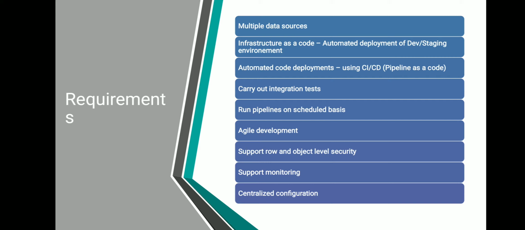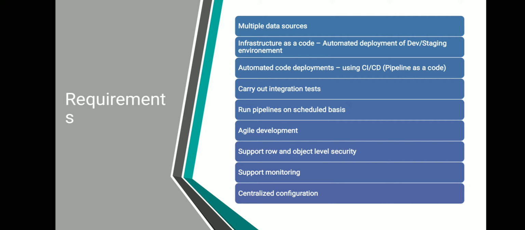We will carry out integration test on changes using a sample data set, or I'm saying sample, you can use any data set that you are using in your data warehouse environment. You run pipelines in a scheduled order and on a scheduled basis. We need to support agile development, including the addition of data science workloads. So now data science is also part of this. We need to support both row level and object level security.